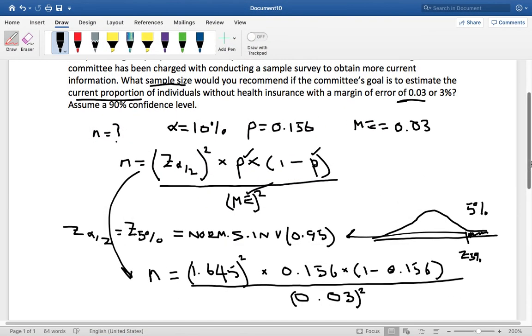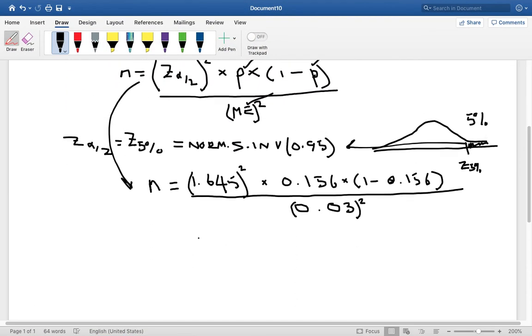So let's go back over to put that in. So what do we have here? This just equals 395.8. Now we can't get 395.8 people, so we have to round it. We always round up. So our final answer is that the sample size is actually going to be 396 people. Always round up. It doesn't matter if that's 0.1 or 0.2. You don't round to the nearest, you always round up.